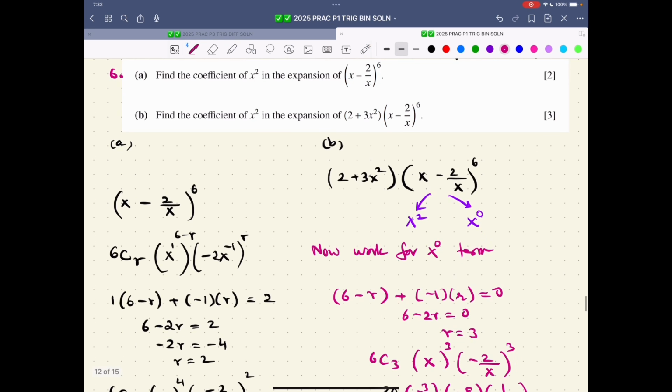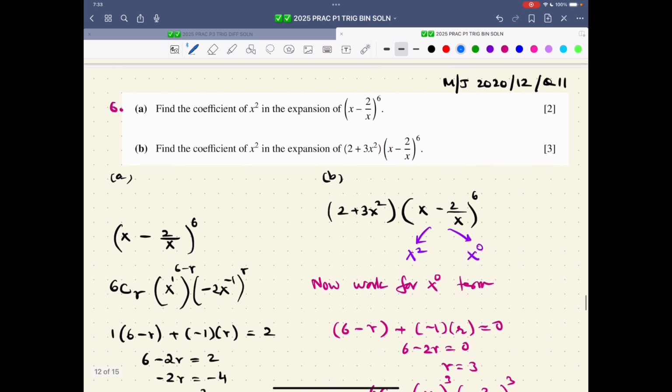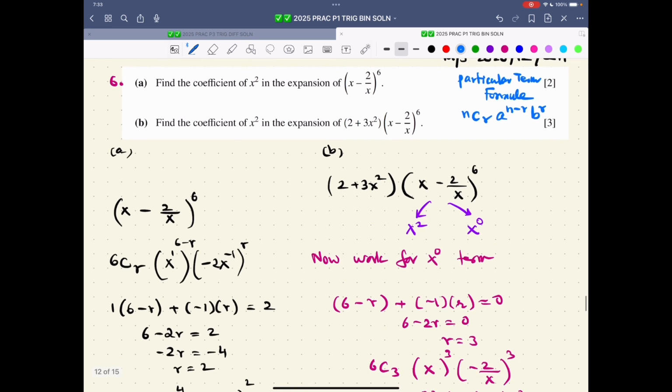Now first of all, you need to realize that this is a question related with the particular term formula, and the formula is nCr, a raised to power of n minus r, b raised to power of r. You also need to realize what is the value of n. The value of n is 6.